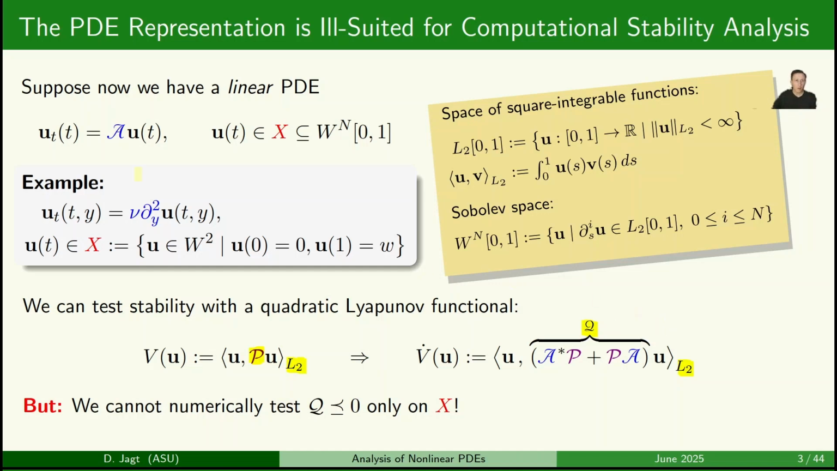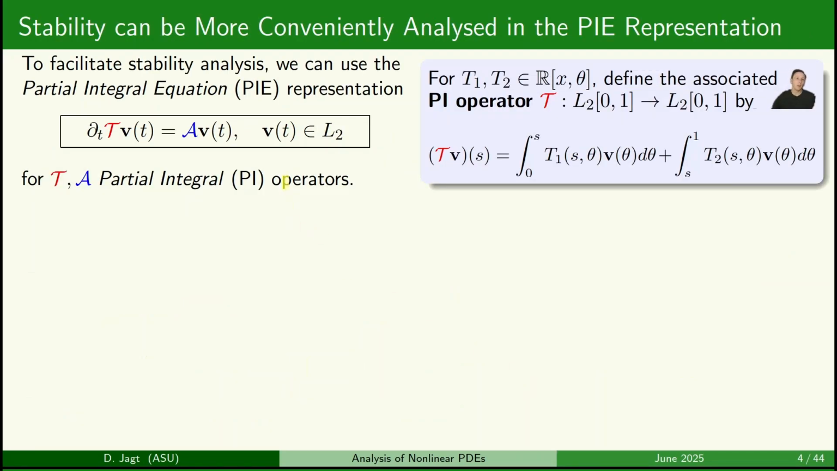Unfortunately, since solutions to the PDE at each time t must exist in this subspace X, the derivative of our Lyapunov function here needs to be negative semi-definite only for u within this space X. But we can't really numerically enforce negativity of operators only on some subspace X defined by boundary conditions. So to resolve this, we can instead convert the PDE to an equivalent partial integral equation, or PI representation.